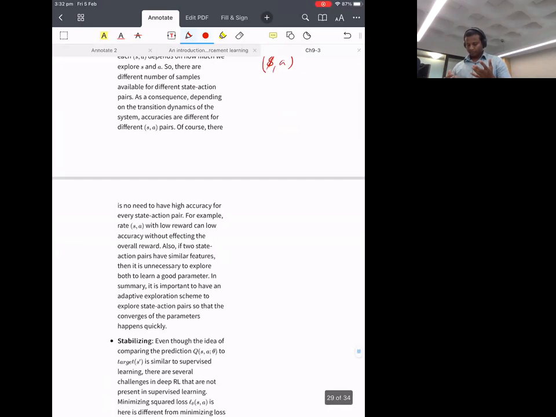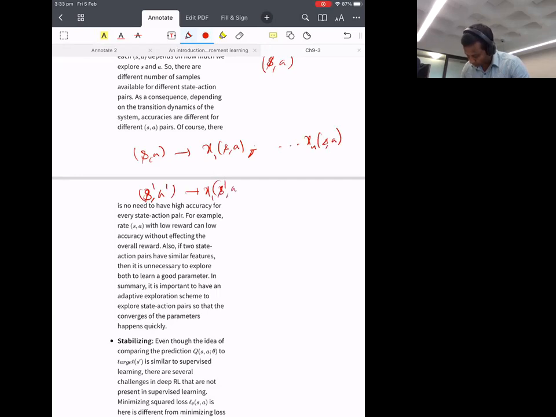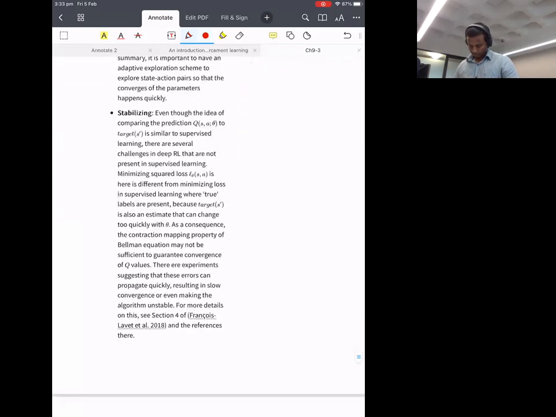Another one is that, as I mentioned earlier, if two state action pairs have features, say X1 to Xn corresponding to pair S, and features corresponding to S prime, and these features are not very different, you don't want to spend time exploring both. You should be able to say that my rewards also will be the same. So if I know one state action pair, I should be able to know about the other one. And so you would like to have methods which take care of this.